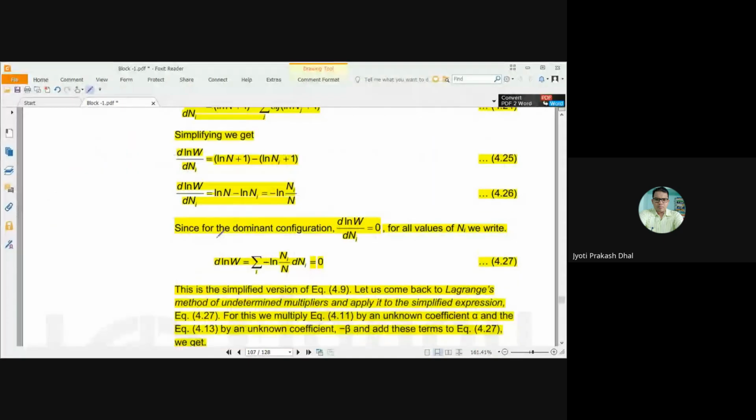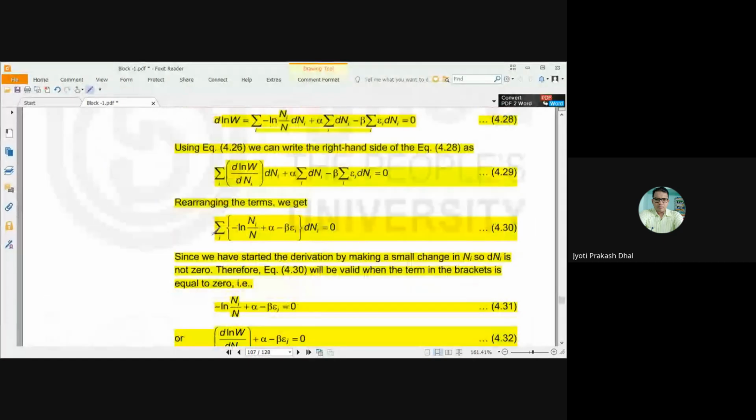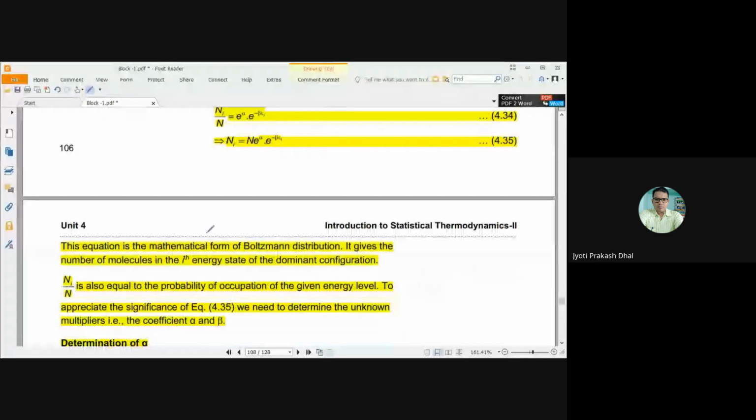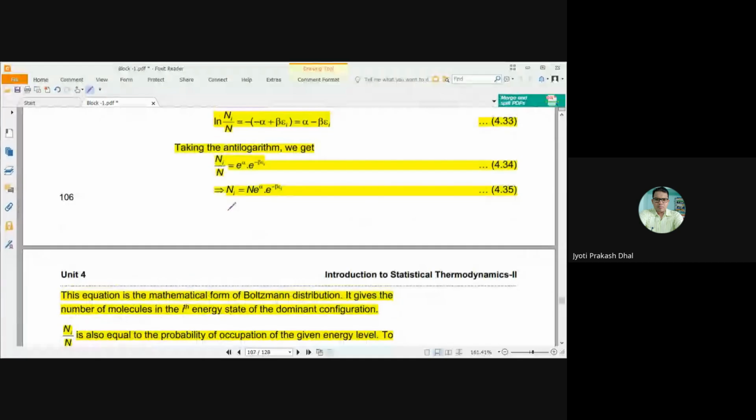I am coming to the final part. So simplifying this equation and after taking the logarithm, we can write ni equals n e to the power alpha into e to the power minus beta epsilon j. So this equation is the mathematical form of the Boltzmann distribution. It gives the number of molecules in the ith energy state of the dominant configuration.